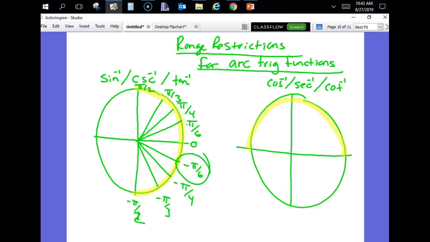So it's here, right? And yes, that is 5 pi over 3, but we're not going to call it 5 pi over 3. We're going to call it negative pi over 3. Okay? So that's your trig review for the day.